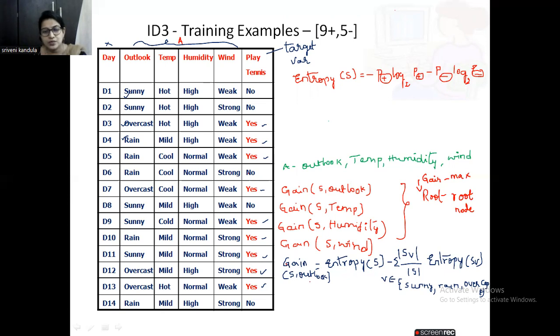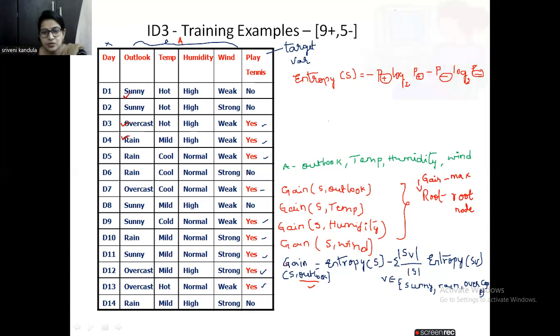Let us do this for the first parameter, that is gain of S comma outlook. What are the values under outlook? The possible attribute values are sunny, overcast, and rain. So these are the possible values if you observe this entire column. Now our V belongs to sunny, rain, and overcast. So we have to calculate the entropy value for all these three. Entropy of sunny we should calculate, entropy of rain I should calculate, entropy of overcast also we should calculate.